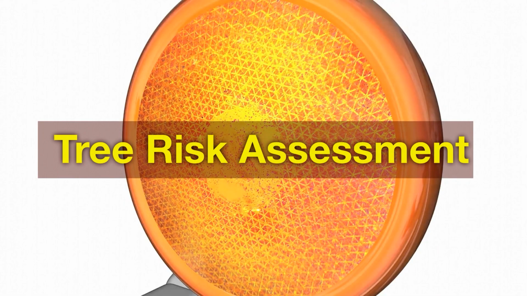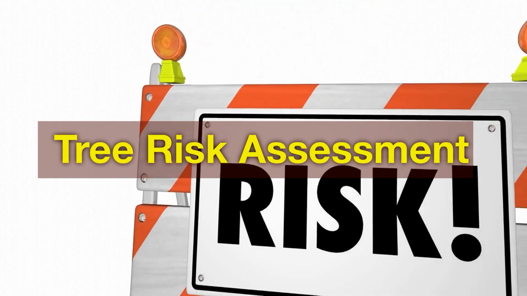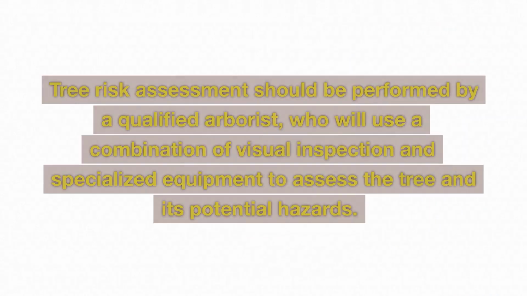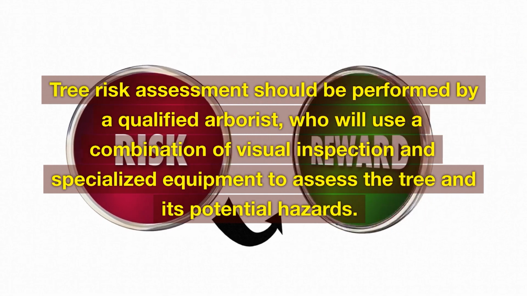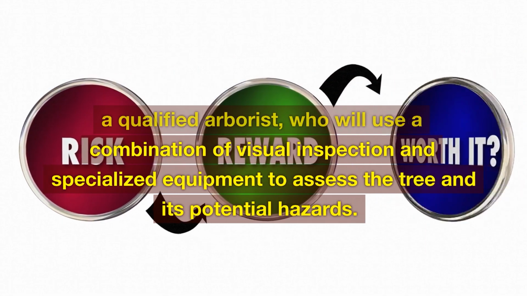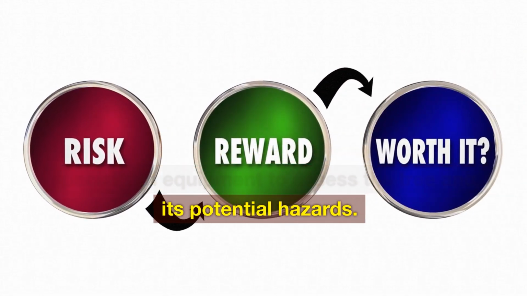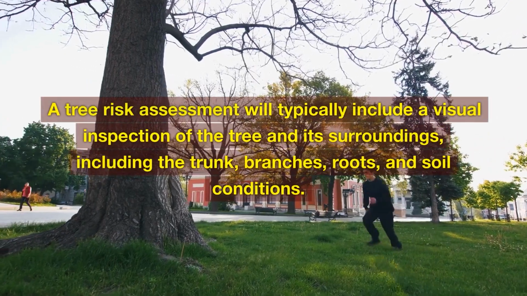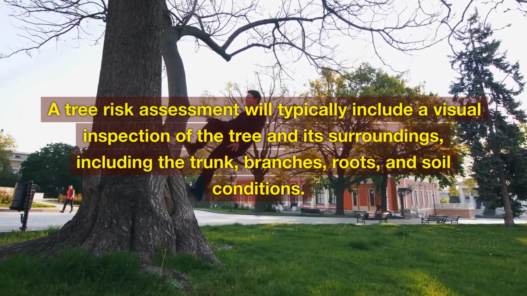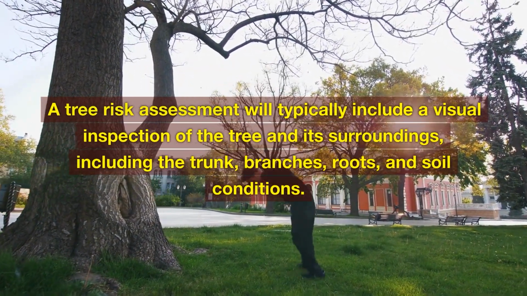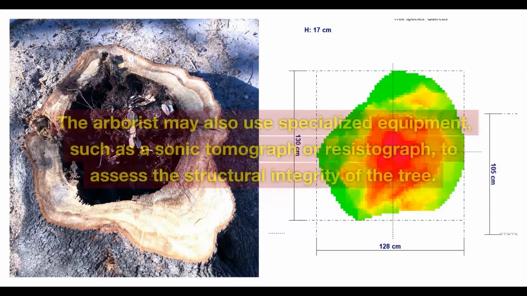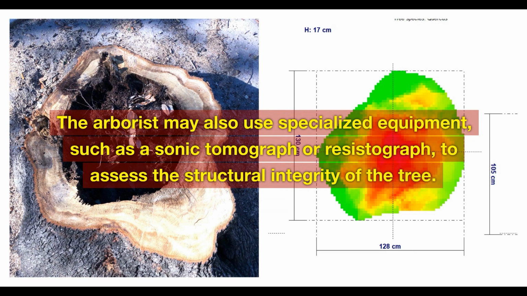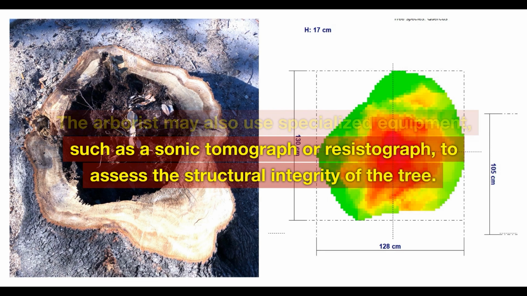Tree risk assessment. Tree risk assessment should be performed by a qualified arborist, who will use a combination of visual inspection and specialized equipment to assess the tree and its potential hazards. A tree risk assessment will typically include a visual inspection of the tree and its surroundings, including the trunk, branches, roots, and soil conditions. The arborist may also use specialized equipment, such as a sonic tomograph or resistograph, to assess the structural integrity of the tree.